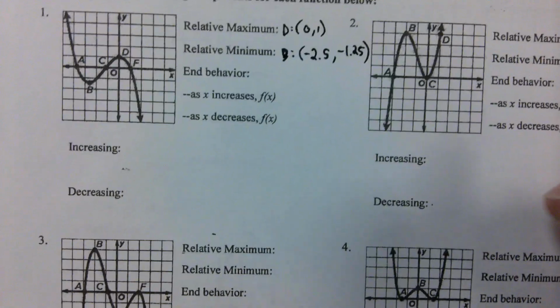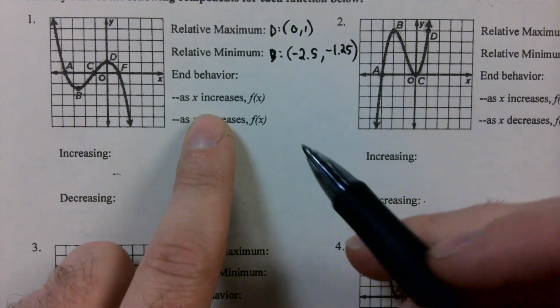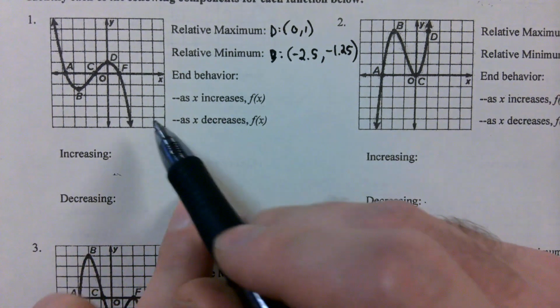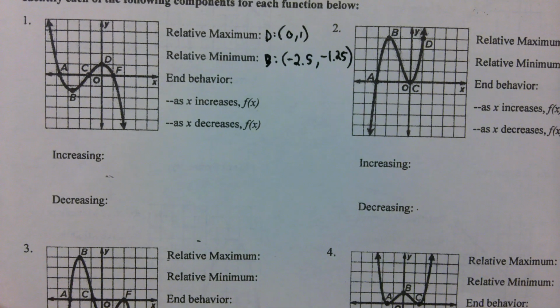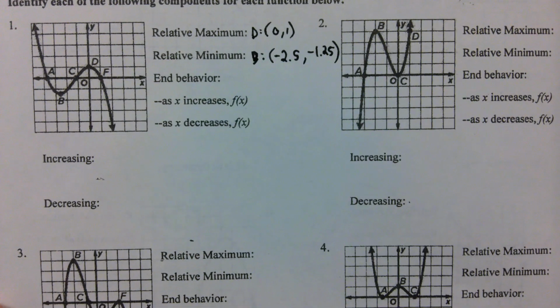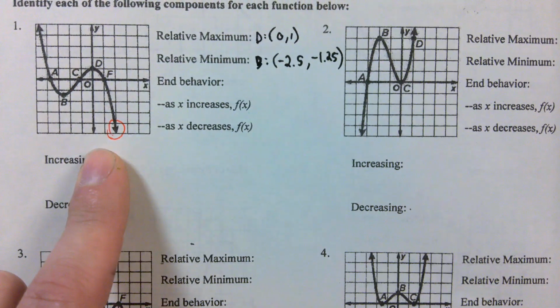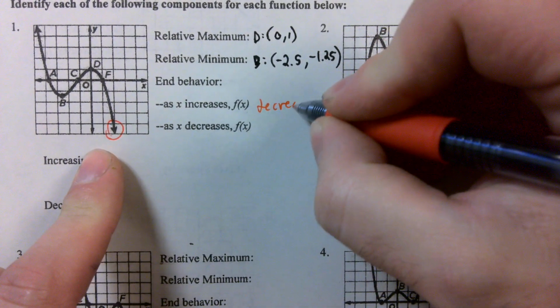Any other mins or maxes? Nope. Okay. End behavior. This is what we just talked about. As X increases, right? So I'm looking at my right arrow. What direction is my right arrow pointing? Down. So as X increases, f of X, which just means Y, decreases.